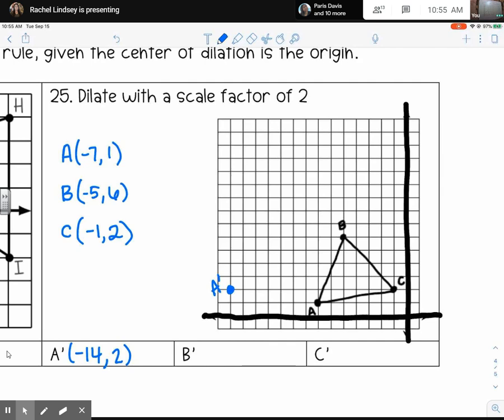B prime, I'm going to multiply negative 5 times 2 and 6 times 2. Negative 10, 12. Okay. That thing is huge. And then C prime, negative 2 times 2 and 2 times 2: negative 4, 4.